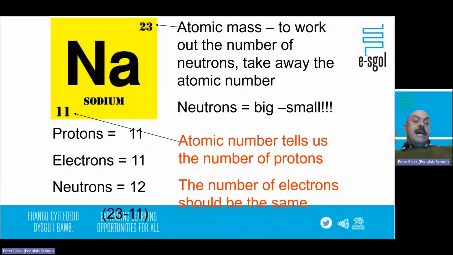So let's look at this element here. This is sodium. It's in a slightly different format to the way you'd have it. The 23 would normally be here.